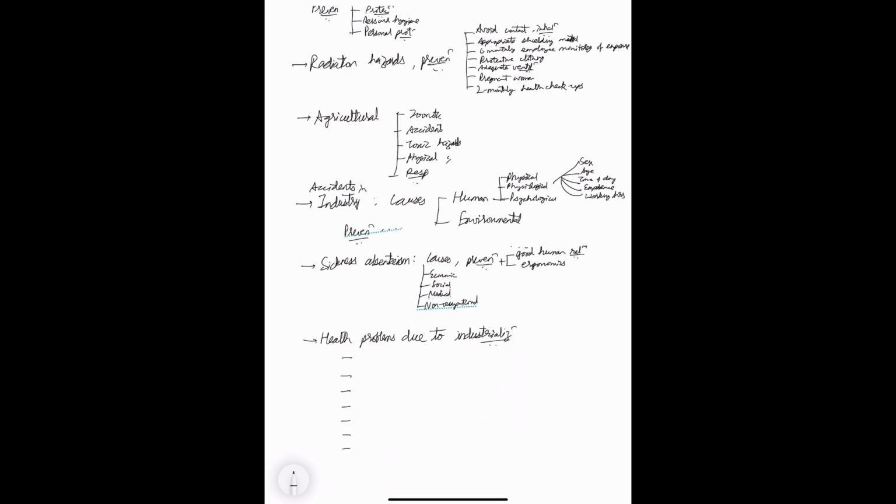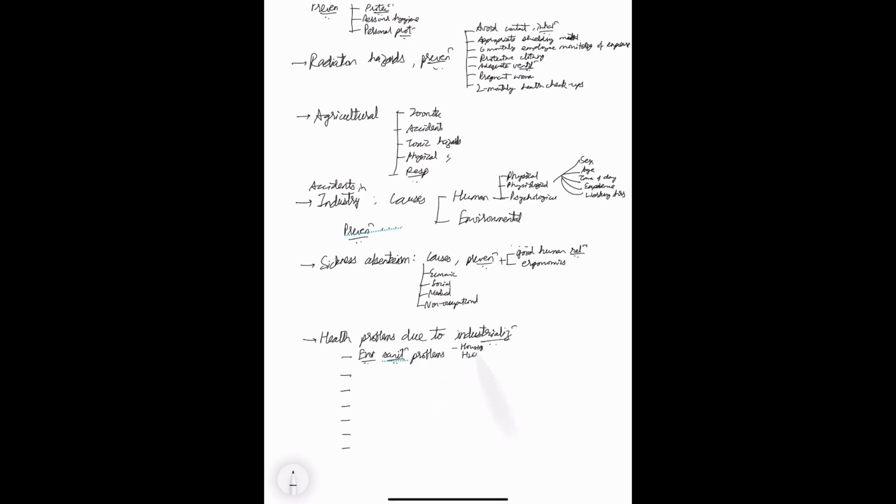Now, what are the various health problems due to industrialization? We have seven health problems listed here. We have environmental sanitation problems, under which there are housing, water pollution, air pollution, and sewage disposal. Then we have communicable diseases. Then we have food sanitation, mental health issues, accidents, social problems, and of course, finally, mortality and morbidity.